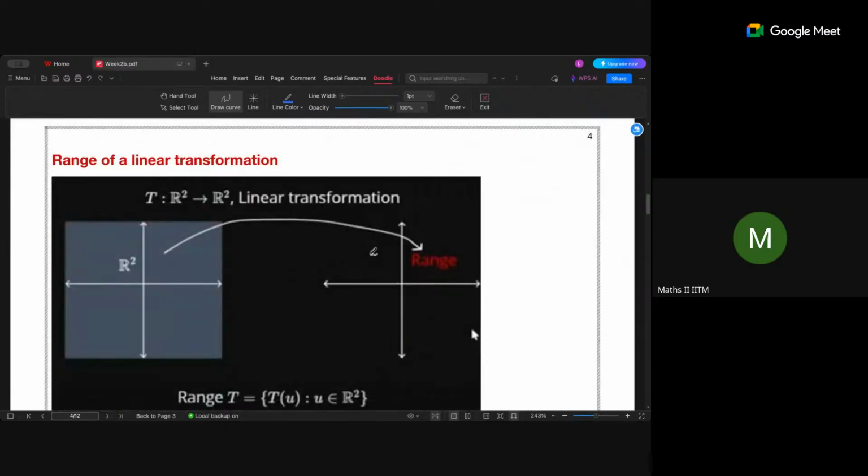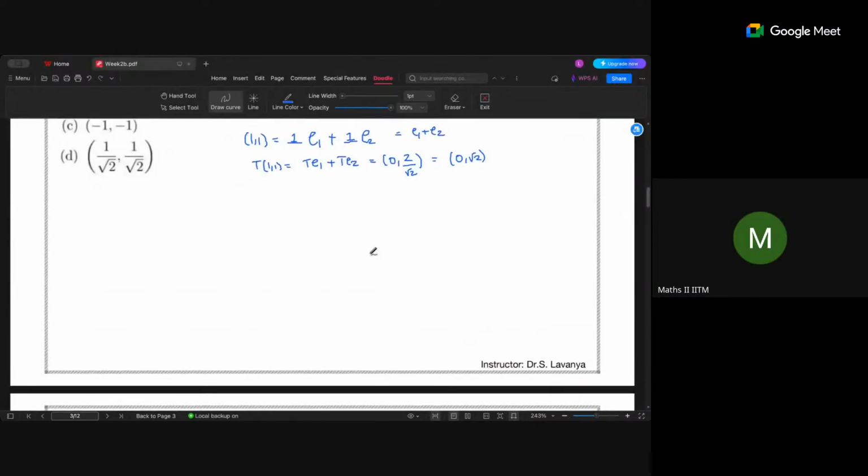Okay. So the next topic here is: what is the range of a linear transformation? So you all know what the range of a function is, right? Maybe we'll take a simple example and see how many of you remember what the range of a function is. Suppose let us say f from R to R, a simple function, f of x equal to x square. Can anyone say what is the range of f?